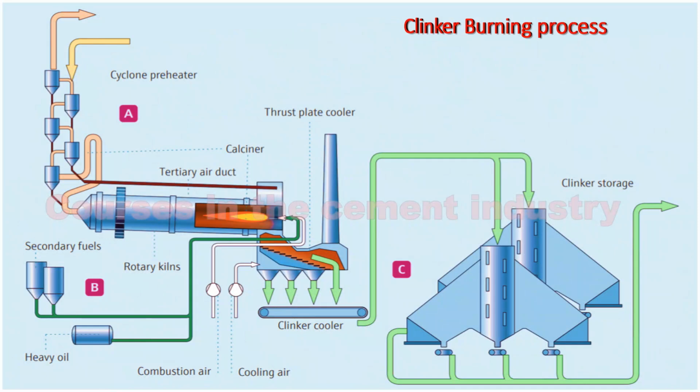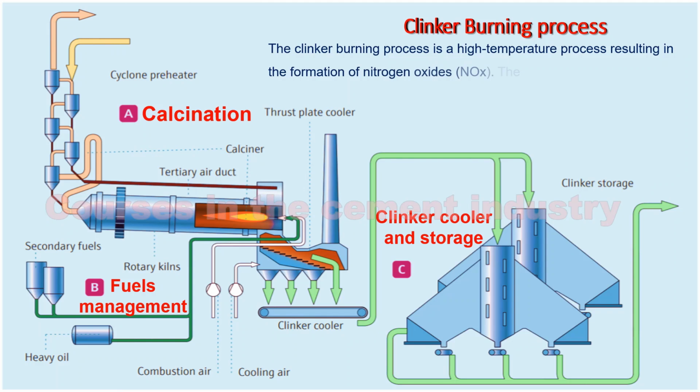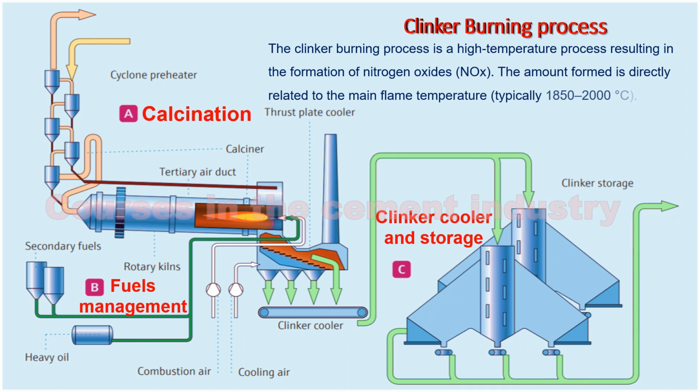There are 3 stages to the clinker burning process. A. Calcination. B. Fuels management. C. Clinker cooler and storage. The clinker burning process can be defined as a high-temperature process resulting in the formation of nitrogen oxides, NOx. The amount formed is directly related to the main flame temperature, typically 1850 to 2000 degrees.